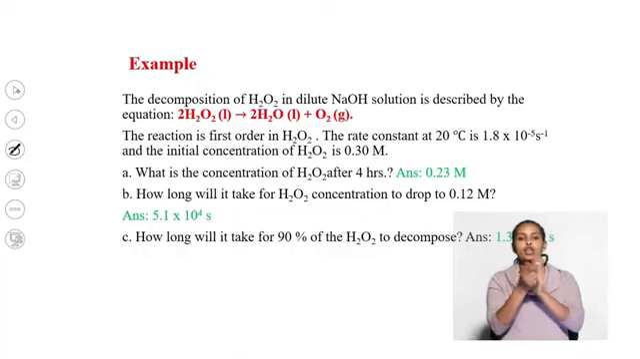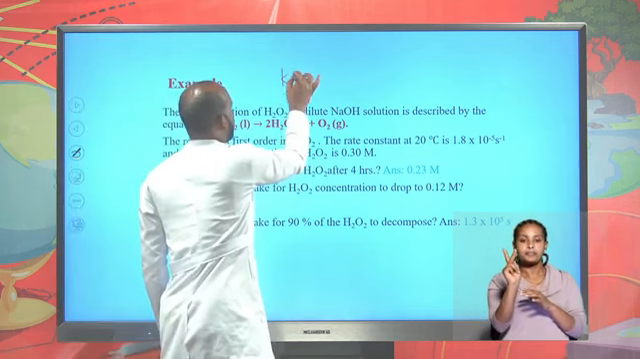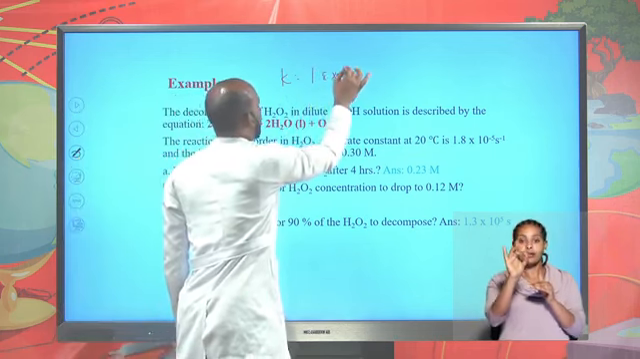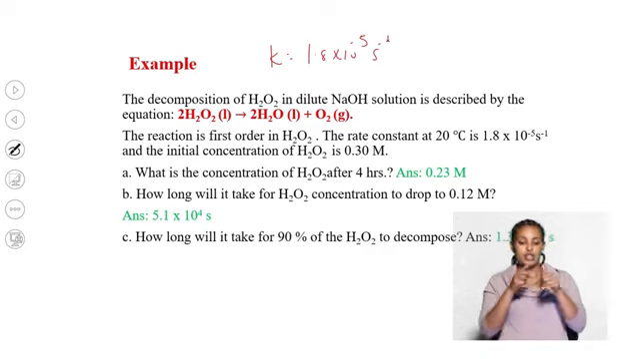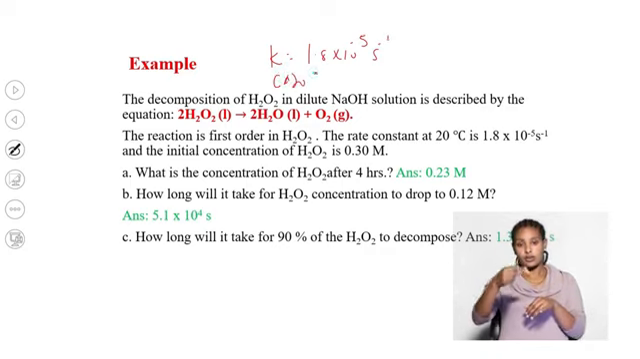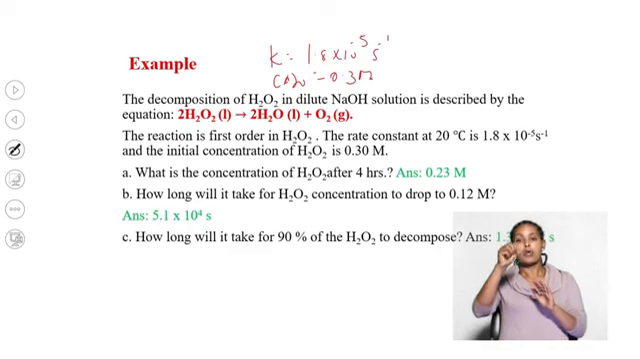Example: the decomposition of hydrogen peroxide in dilute sodium hydroxide solution is described by the equation hydrogen peroxide decomposing into water and oxygen. The reaction is first order in hydrogen peroxide. The rate constant at 20 degrees centigrade is k, given as 1.8 times 10 to the power minus 5 per second. The initial concentration of hydrogen peroxide, A naught, equals 0.3 molar. What is the concentration of hydrogen peroxide after 4 hours?